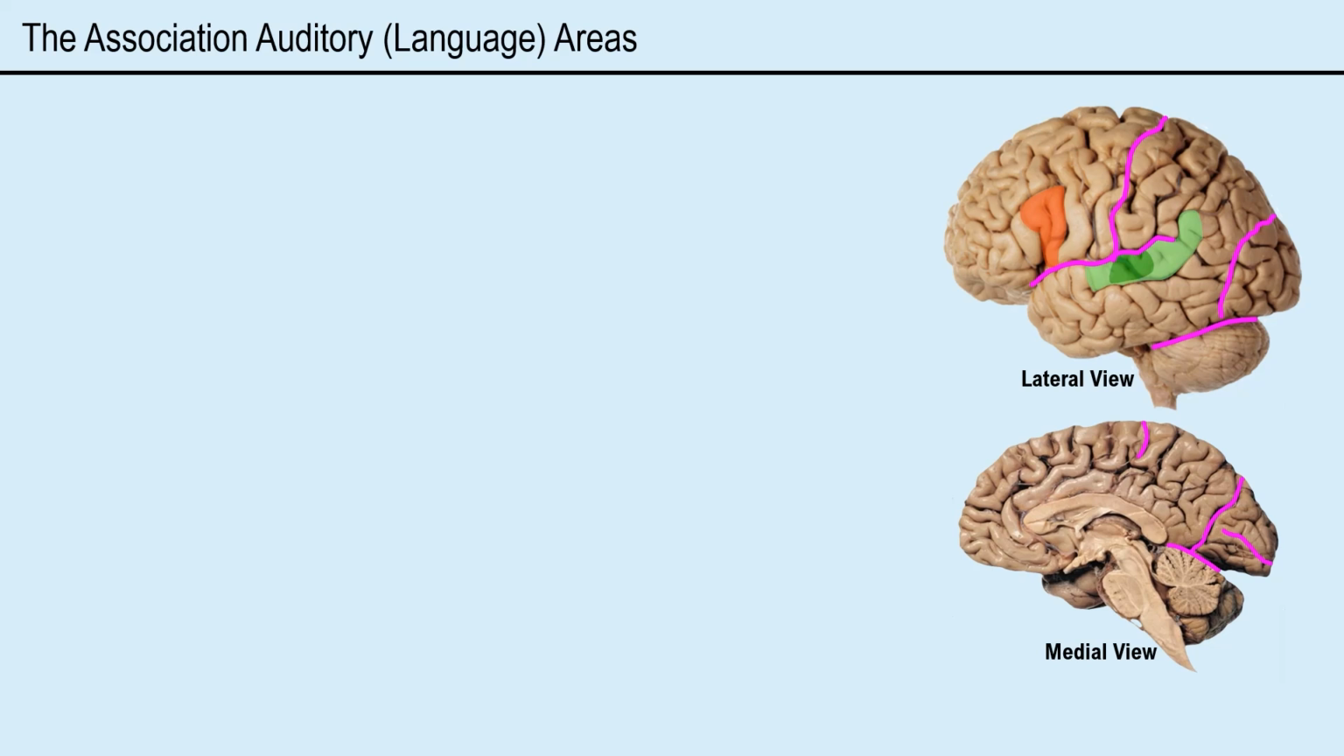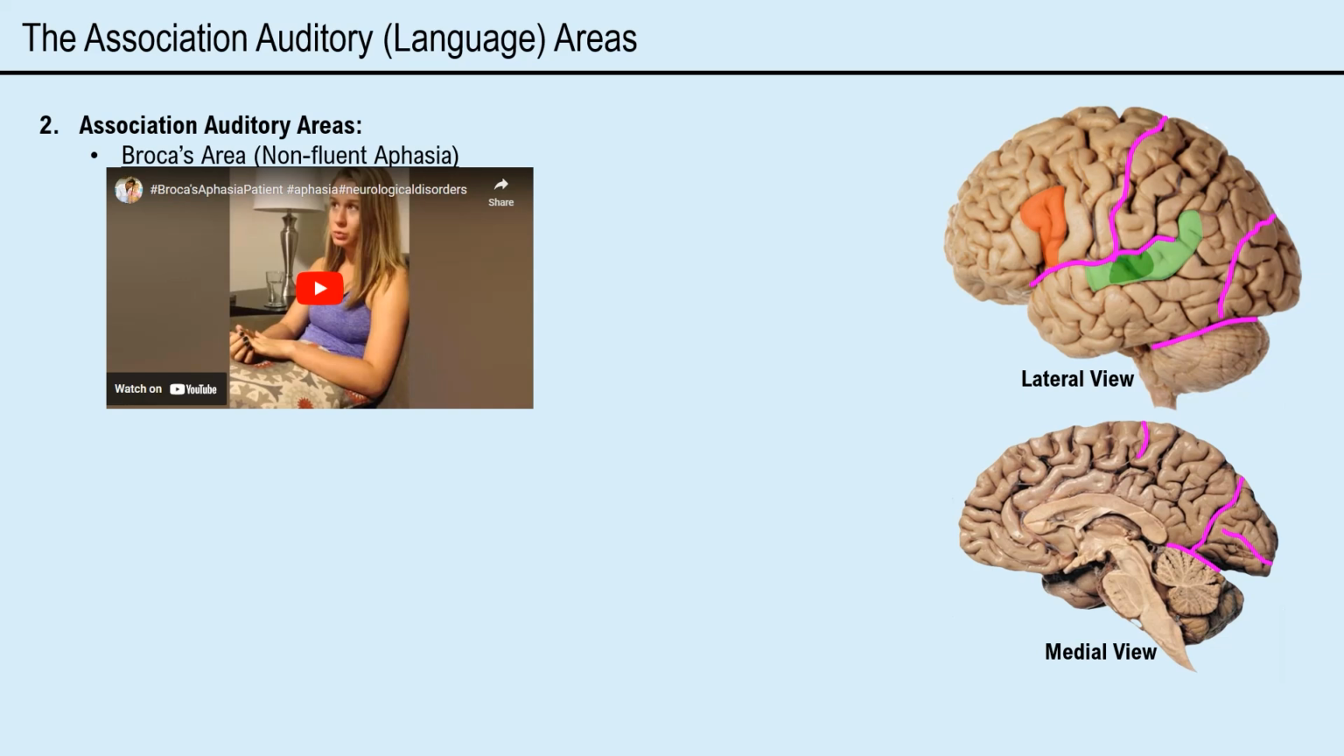How does this damage present? Well, damage to the auditory association areas can produce a few different types of aphasia depending on what area was damaged. Damage to Broca's area can produce Broca's aphasia. This is known as non-fluent aphasia. With Broca's aphasia, the individual has no difficulty in understanding language, but can experience a huge difficulty in generating speech.